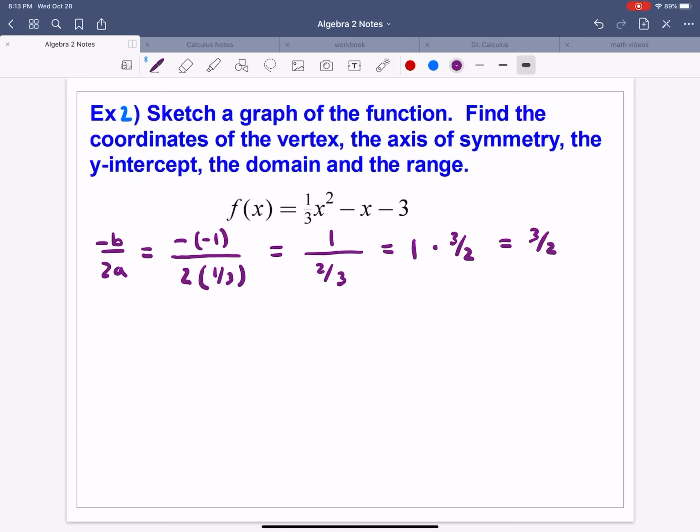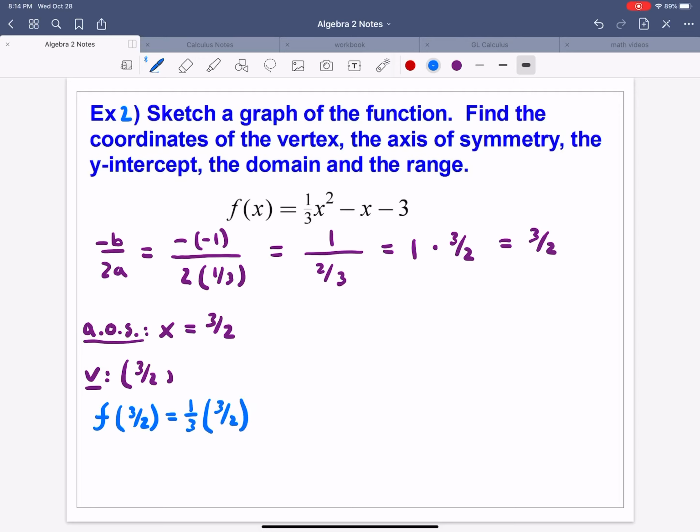So that tells me that my vertex, actually, let's start with the axis of symmetry. That's the easiest one once you have negative b over 2a. So my axis of symmetry is at x equals 3/2. My vertex x coordinate is also 3/2, but we have to find the y coordinate. So to do that, we're going to take the function and plug 3/2 in for x. So this becomes 1/3 times 3/2 squared minus 3/2 minus 3.